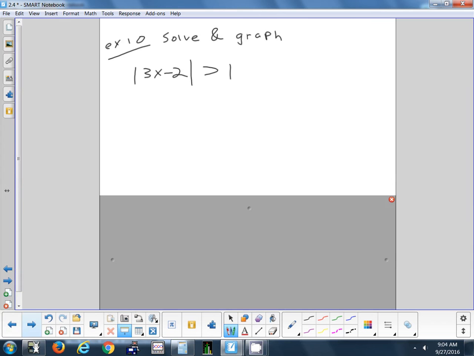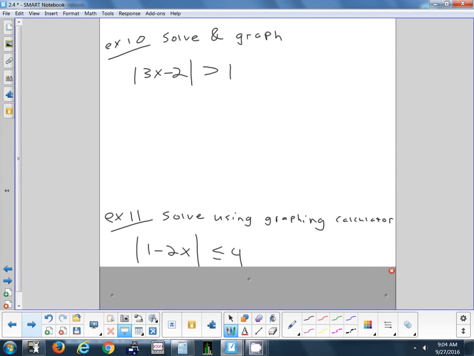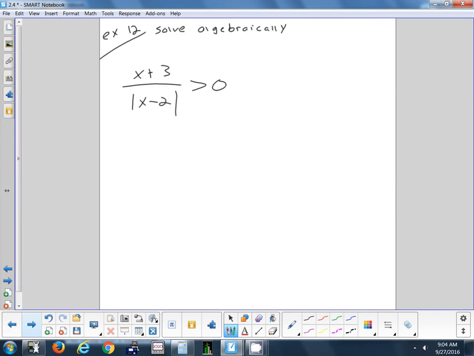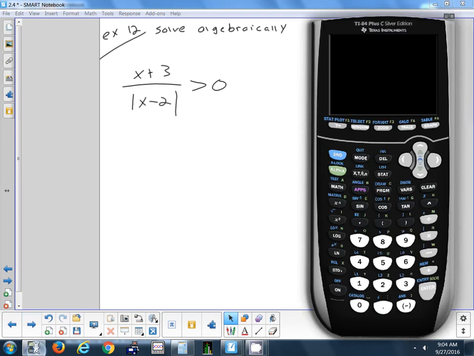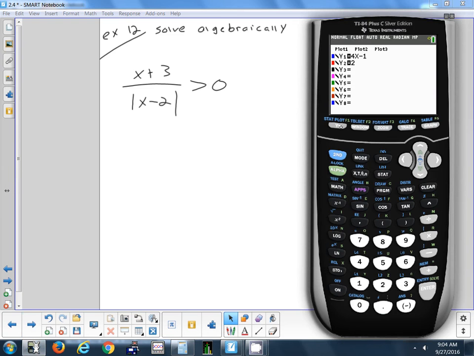All right, so let's solve. Let's see, we have 11 and 12. Let's do 12 on the graphing calculator. I think that one's a little more interesting. Okay, this one already has 0 on one side, so I don't have to rearrange anything. So I'm just going to type it in the way it is. And once I create my graph, I'm going to look for where it's positive. Okay, look for where it is greater than 0.